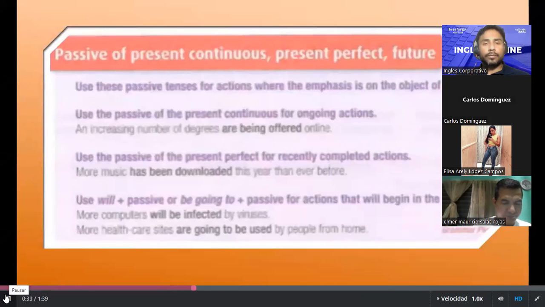Use the passive of the present perfect for recently completed actions. More music has been downloaded this year than ever before.